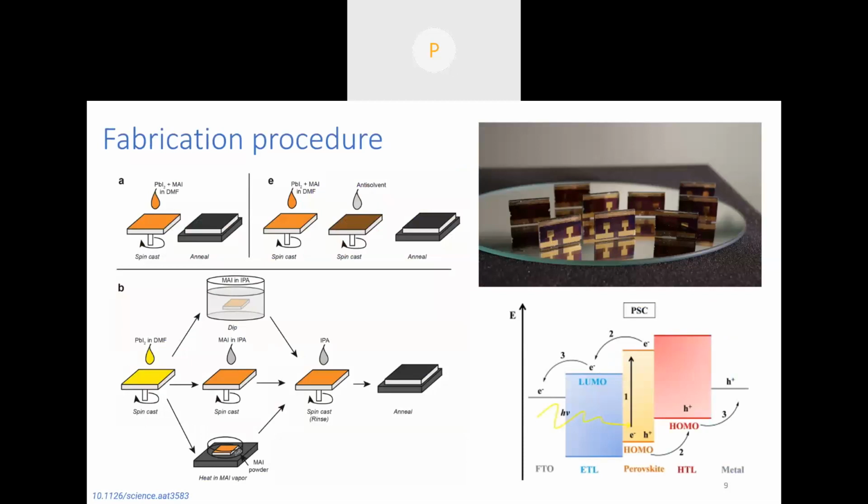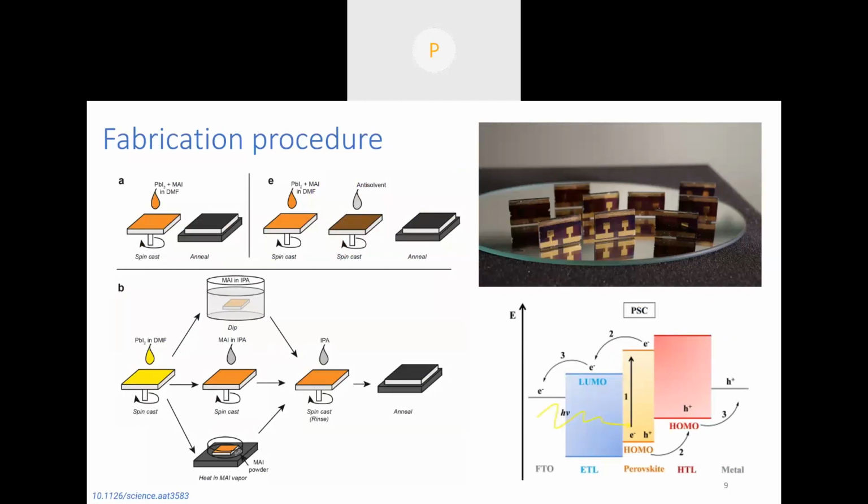Yeah, so the fabrication procedure of perovskite solar cell. Fabrication procedure is very simple. In this, you take an FTO substrate, and on that you coat your electron transporting layer. After that you make a perovskite solution using the lead halide and MAI in DMF or DMSO, and then you just spin coat it and anneal it. Your absorber layer is ready, which will absorb your solar radiation.